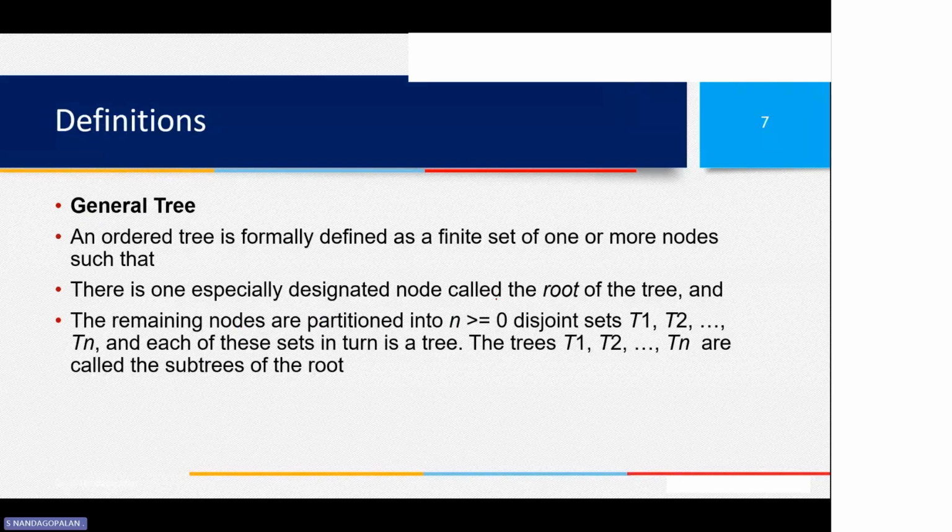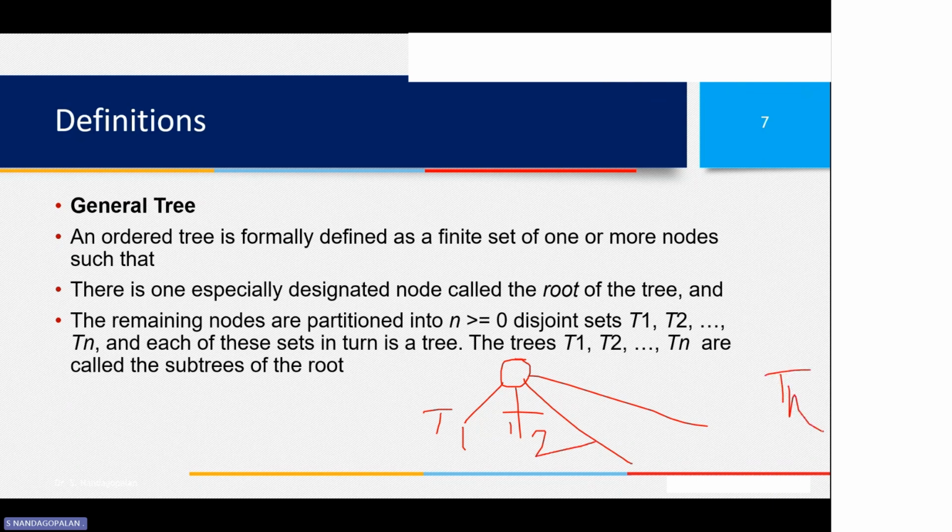So what is a general tree? In a general tree, there is no restriction that you can have at most 2 children. You can have any number of children, but the only thing is these are all disjoint sets. For example, I can have T1, T2, up to Tn, right? There is no limit that, okay, we should have only 5 or only 4, etc.